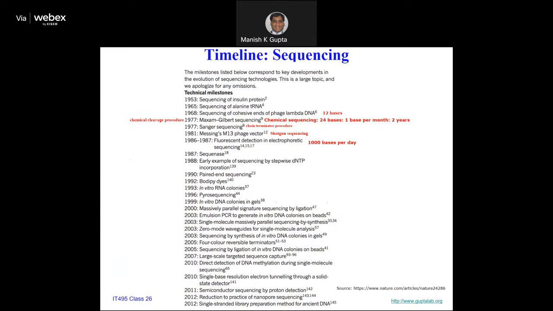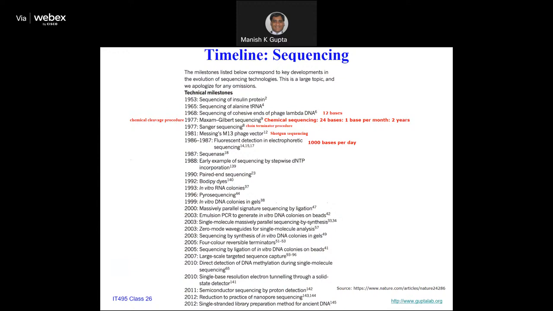You read something, and at 1,000 bases per day it was still a very costly affair at that point of time. In the late 80s, 87, 88, people also started saying that maybe we should look at the human genome. But still the speed was very slow. As I mentioned, in 1989 when Eric Lander proposed to NIH that we should read the human genome, people said, are you mad? It is too tedious a job, reading 3 billion base pairs. It's a huge task, and the technology was not developed so far.